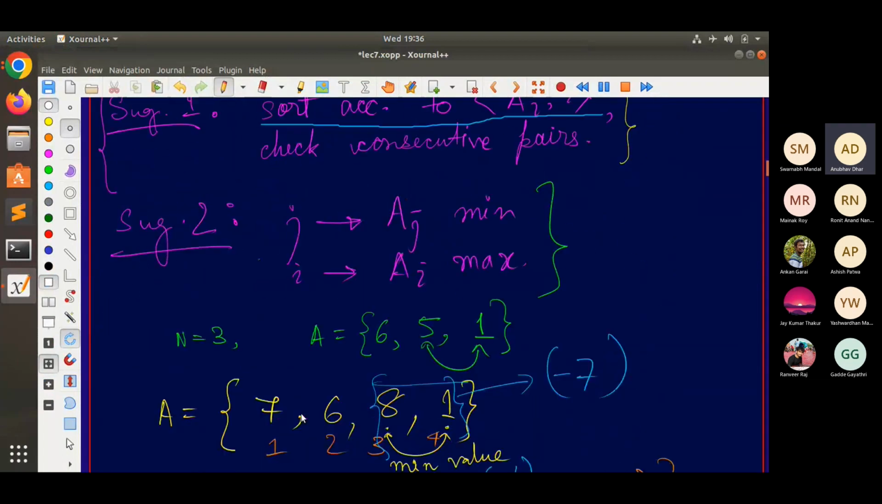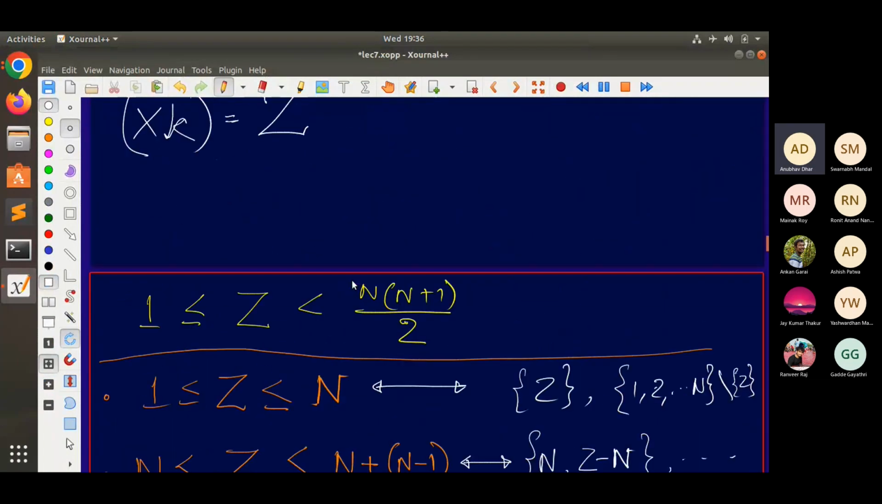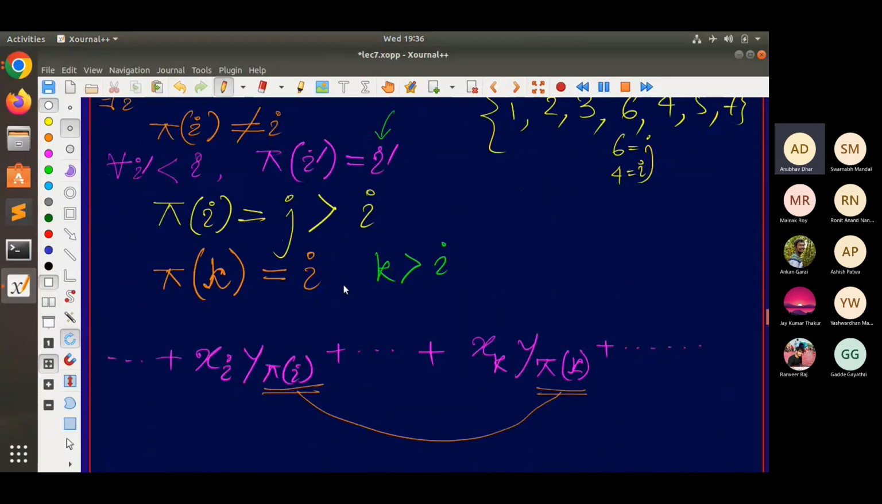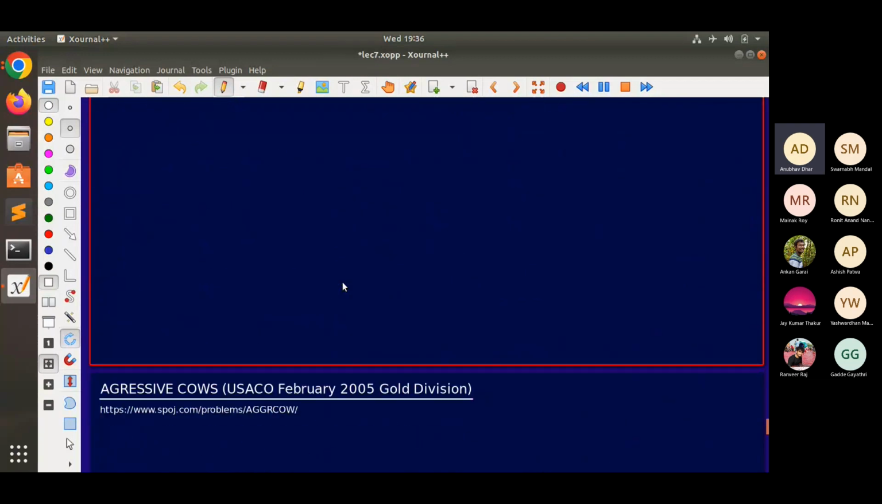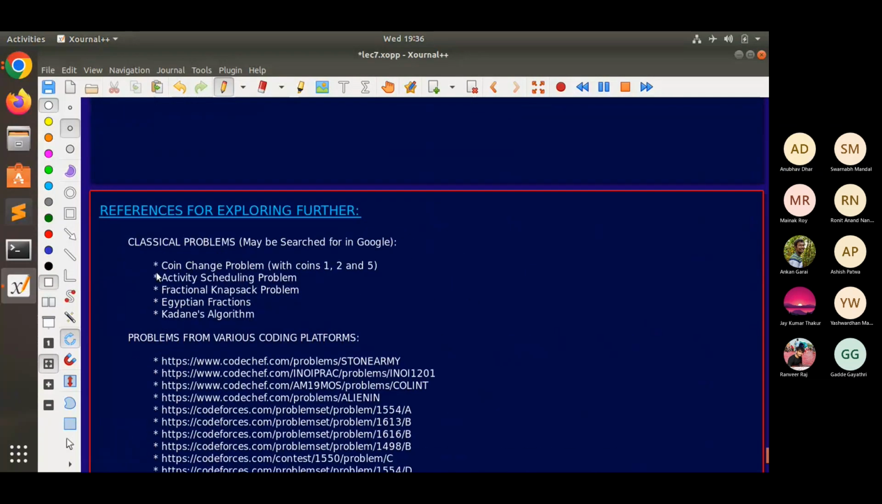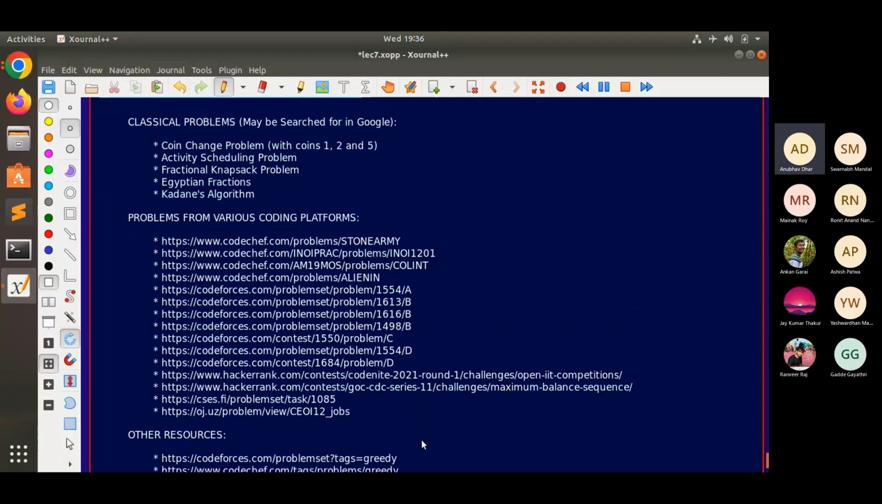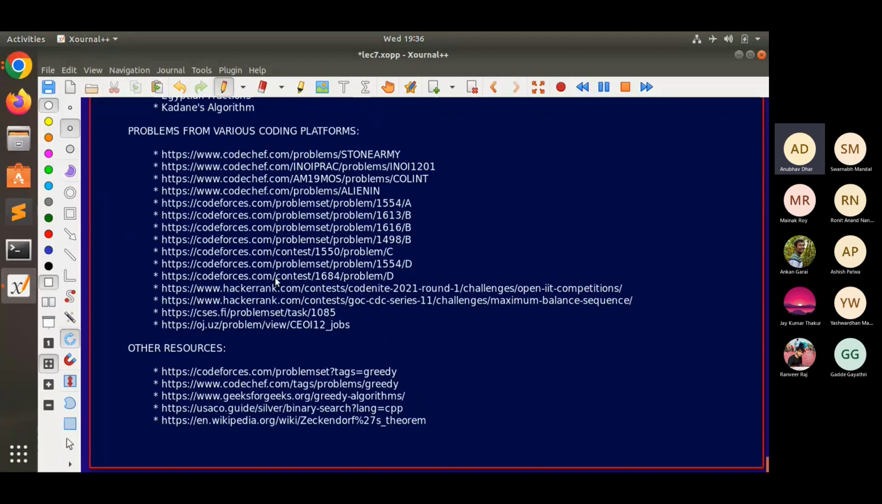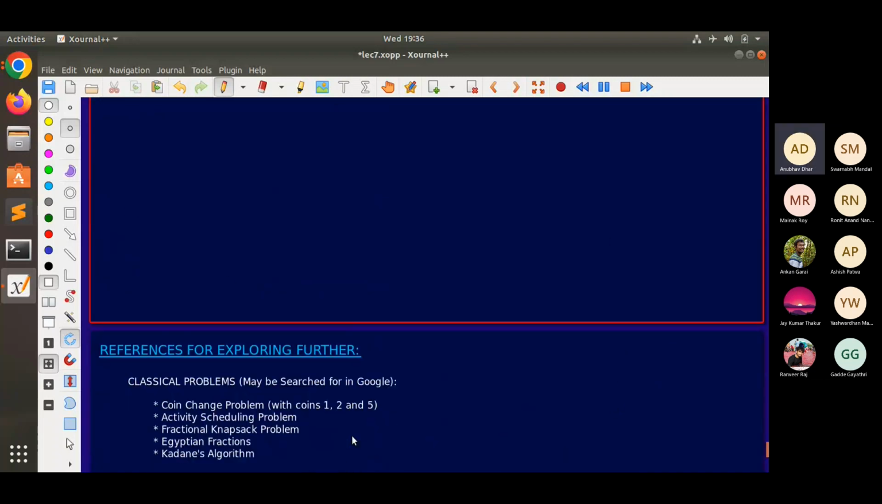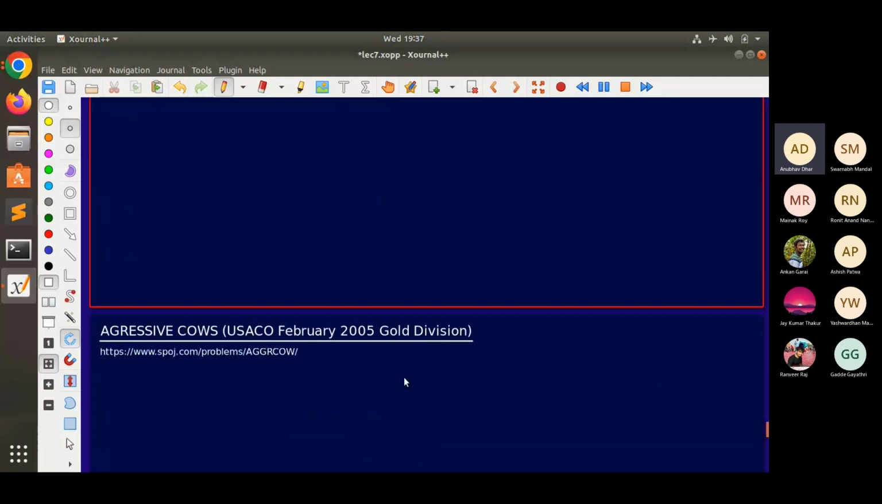So basically, most of the tutorials on greedy algorithms would talk about the classical problems. So I've listed a set of classical problems that I know. You can go over this, and I have some problems from CodeChef, CodeForces, HackerRank, etc. And some other resources that I have. So I'll share these.